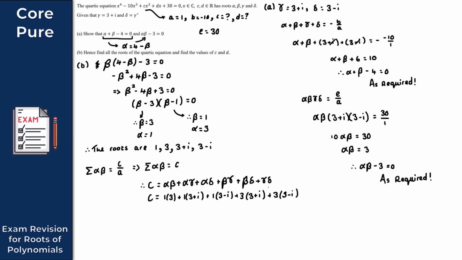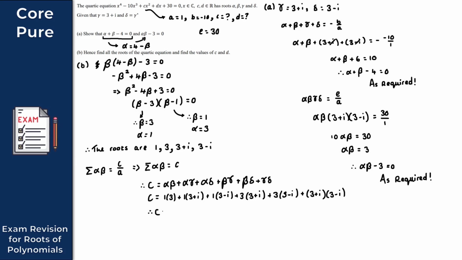And then finally here we have gamma delta. So that is 3 plus i times 3 minus i. So 3 plus i times by 3 minus i. Okay. And at this point here then we can now evaluate C, right? Let's just basically expand and simplify here.